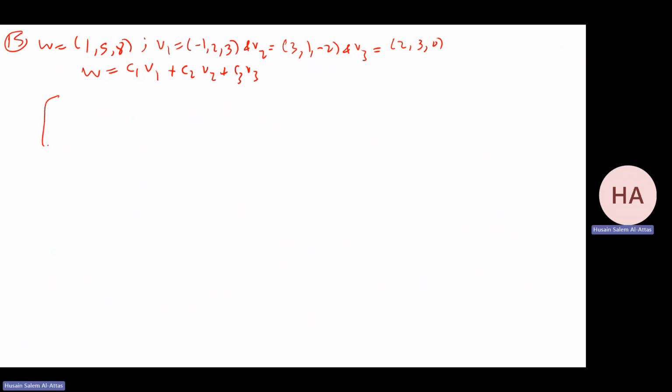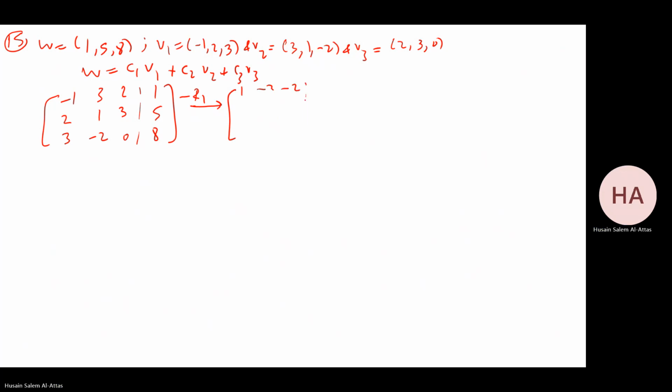Okay, this system, Gauss elimination: minus 1, 2, 3. 3, 1, minus 2. 2, 3, 0. With this, I multiply this one by minus R1. This is 1. This is minus 3. This is minus 1. I think I did it before. It's okay.